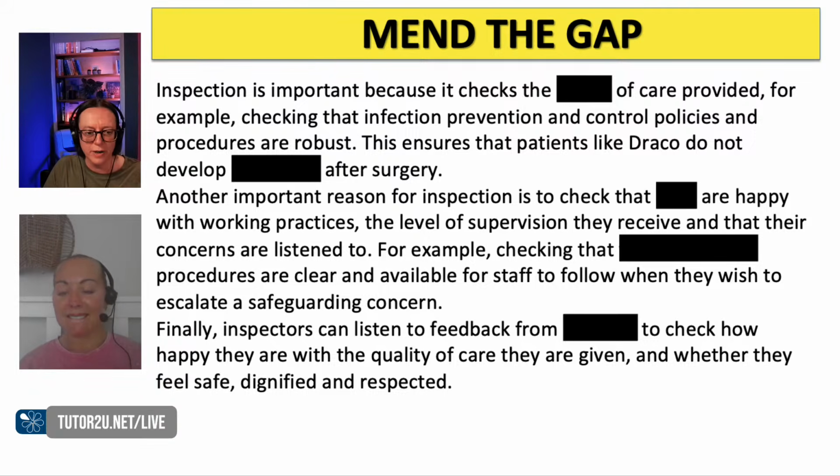Okay, Laura. So I think a lot of people are saying quality for the first one. So inspection is important because it checks the quality of care, which sounds quite good to me. And then for the second sentence, this ensures that patients like Draco do not develop infection, people have said, or infections. I think someone might have said complications. Then we've got, for example, checking that something procedures. So we've got infection procedures and policies and procedures and risks and procedures, but that's not the exact one that I'm thinking of. So think about the rest of the sentence.